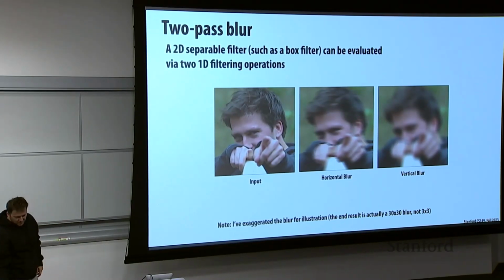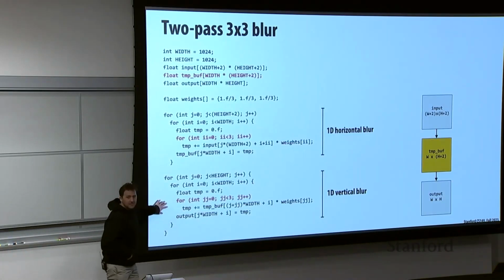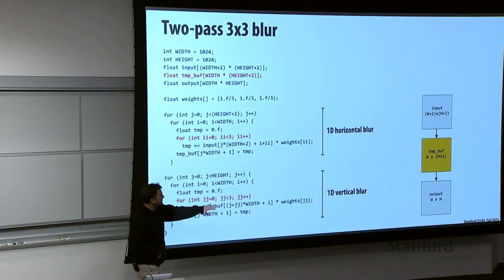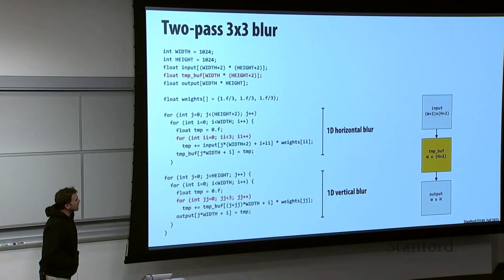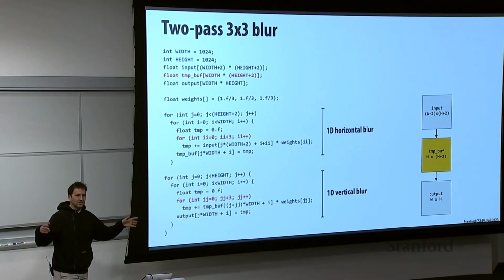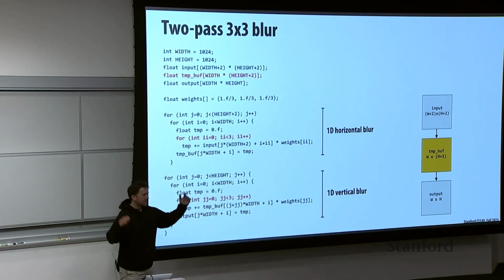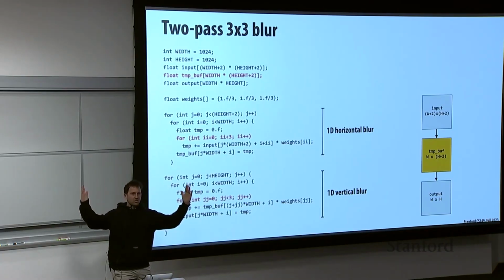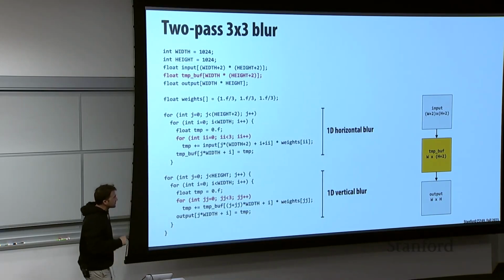Okay. So that code might look a little bit like this. So I wrote it in C here. And then on the right side, I'm showing you the allocations. So the input is size, width by height. The +2 is not that significant. I just didn't want to deal with boundary conditions in my output. Then I basically shrink it by 2 elements when I'm blurring horizontally, and then I shrink it by 2 elements when I'm blurring vertically.